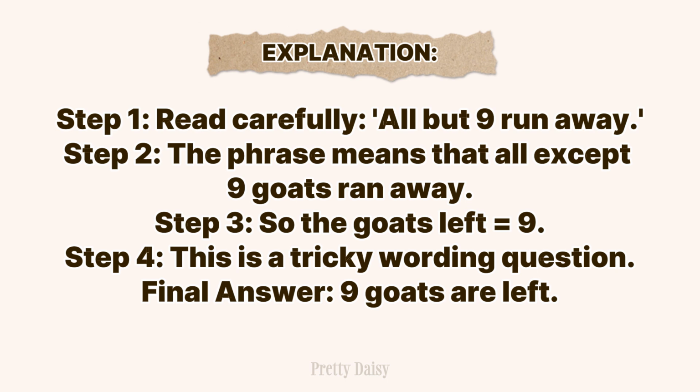Step 2. Understand the meaning. The phrase all but 9 means that all except 9 ran away. Step 3. Determine how many goats are left. Since all except 9 ran away, 9 goats remained. Step 4. Remember that this is a tricky wording question, so read it carefully before answering. Therefore, the final answer is 9 goats are left.